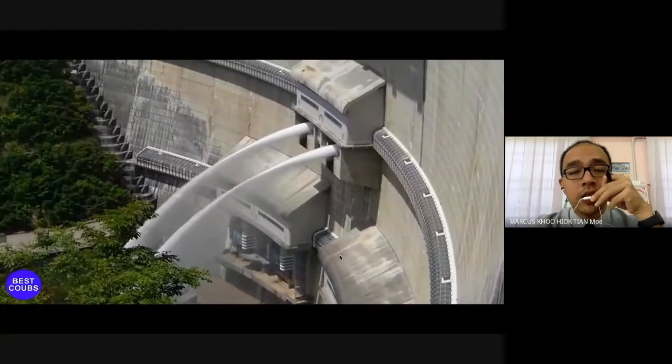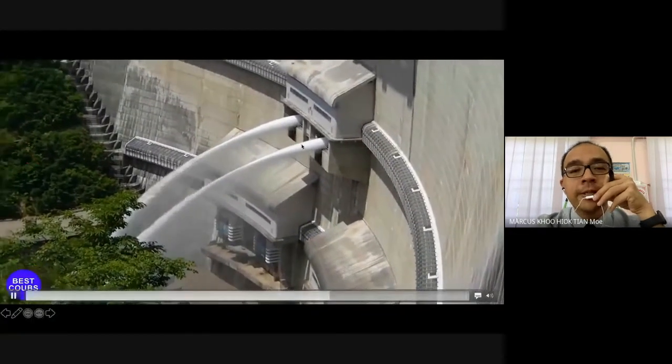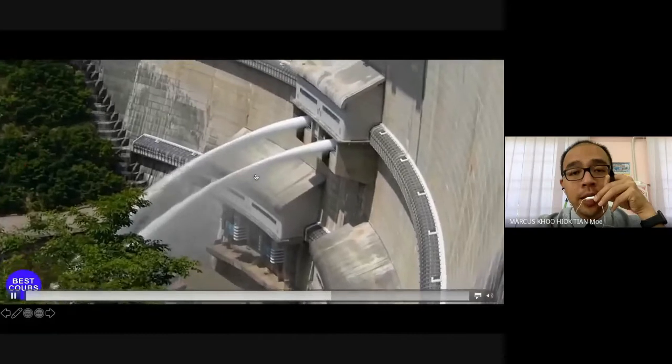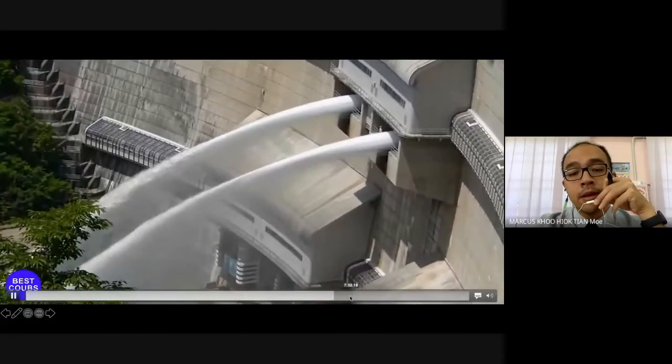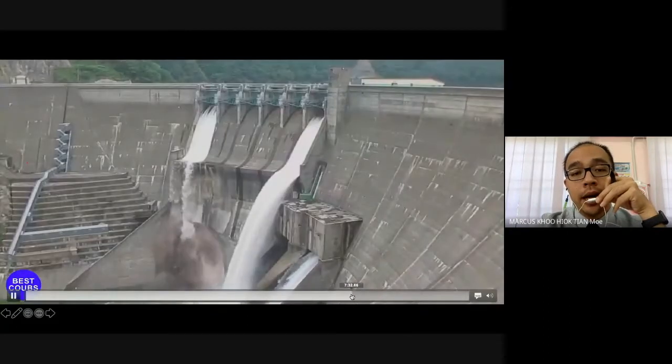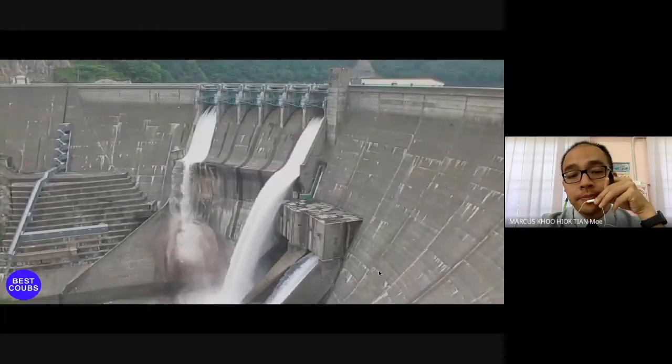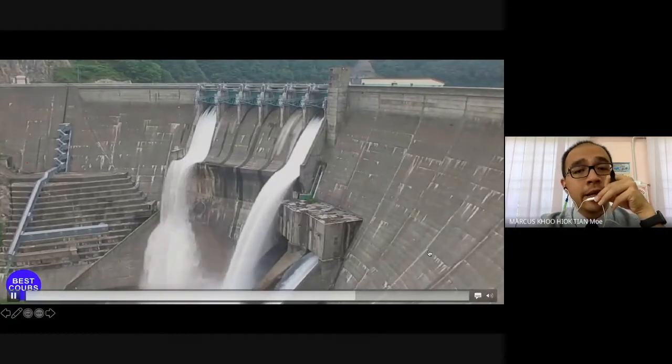Okay, so it's a Japanese version of the same video. Look at how fast the water is coming out and literally how high the dam is. Look at this. It's a very standard height of the dam. Look at the height of the dam, very high.